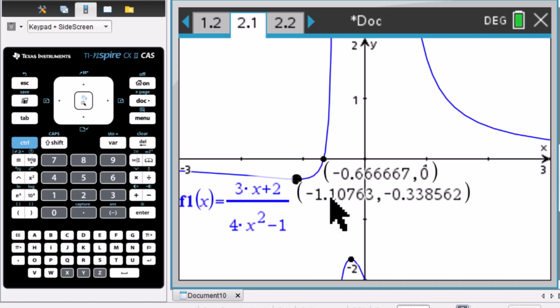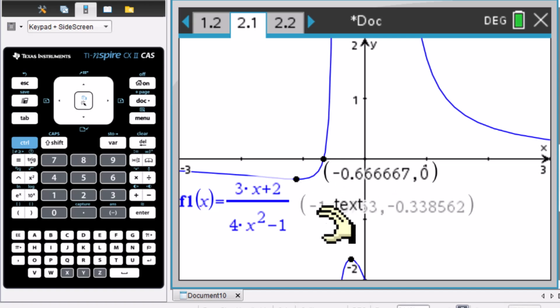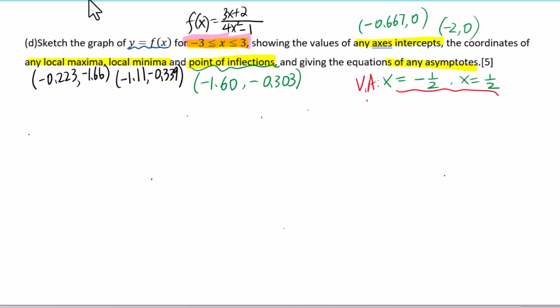Figure out this minimum value. It's here. For this rational function, you can use the calculator to get this x-intercept. You also can work this out by hand. You make 3x plus 2 equals 0, x equals -2/3 for the x-intercept.